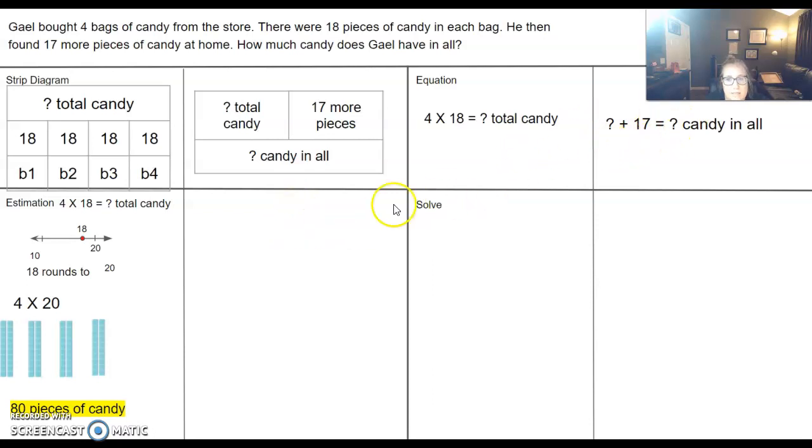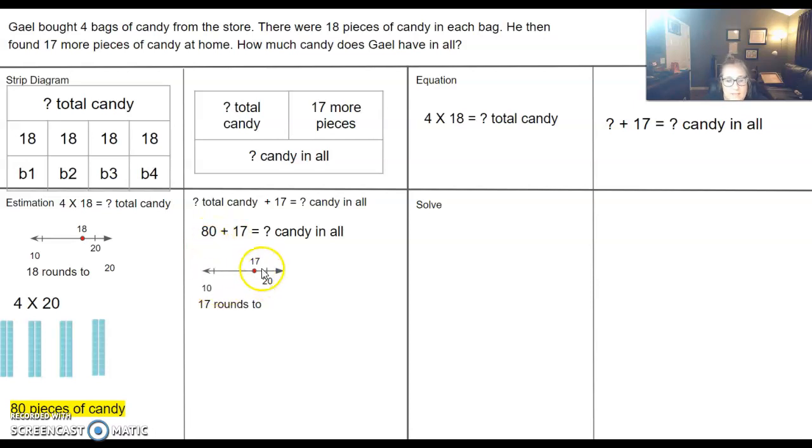So let's go ahead and bring down our equation for our second step. It says total candy plus 17 equals the number of candy he has in all. Well, I know my total candy from step 1 because I just figured it out with 18. So I'm going to put that in there. So I have 18 plus 17 equals how much candy in all? Well, I just rounded to get to the 80, sorry, not to the 18.